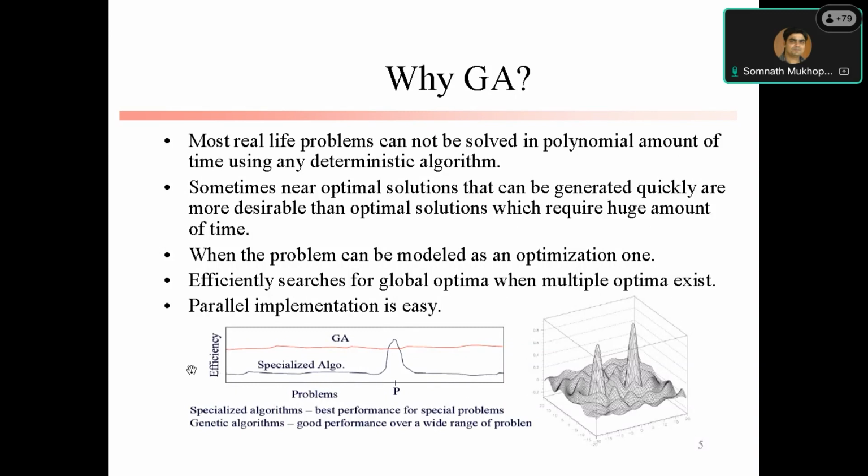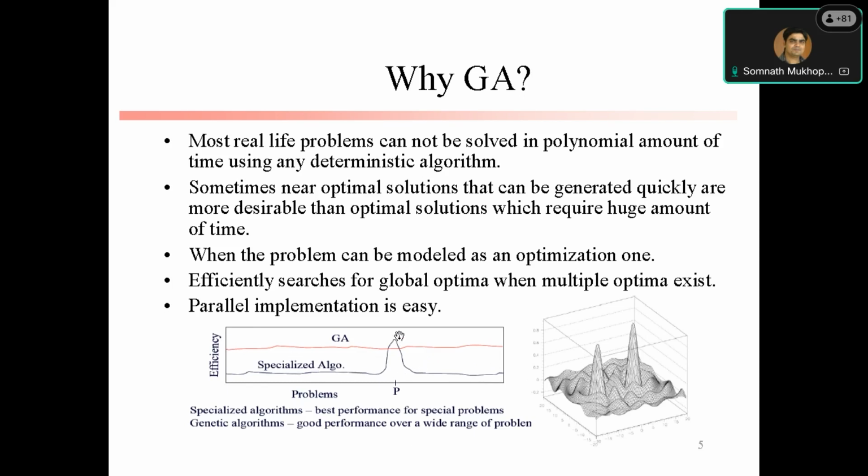So for the genetic algorithm, from this diagram we can see, if this black line is the problem class, if the x-axis represents the problem class and the y-axis represents the efficiency, we can see that one specialized algorithm is performing best for a particular problem. Suppose at this position, at this P, the specialized algorithm is performing very well. But the genetic algorithm, above that, is performing well for all the different problems represented on the x-axis.